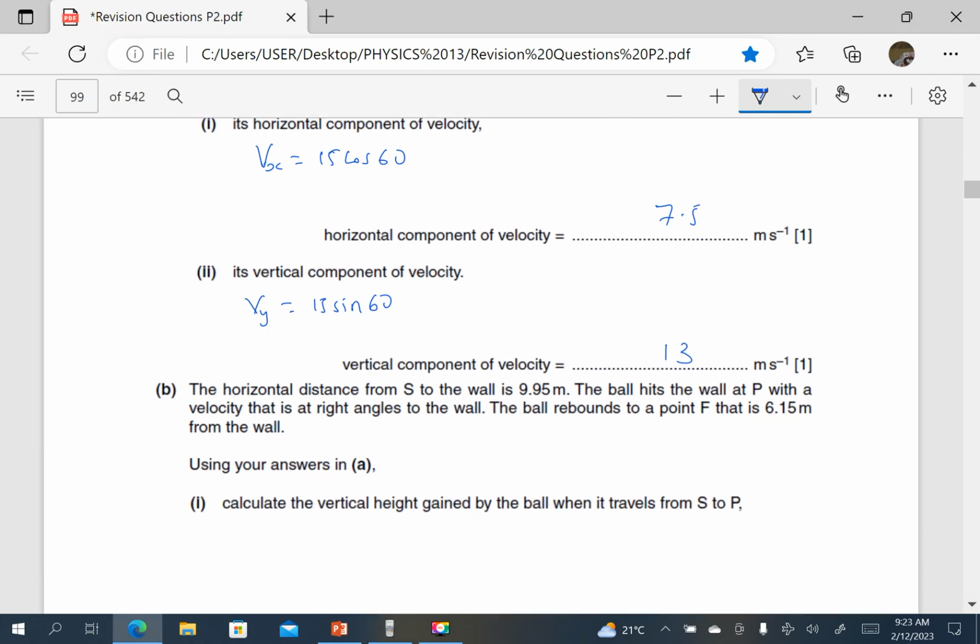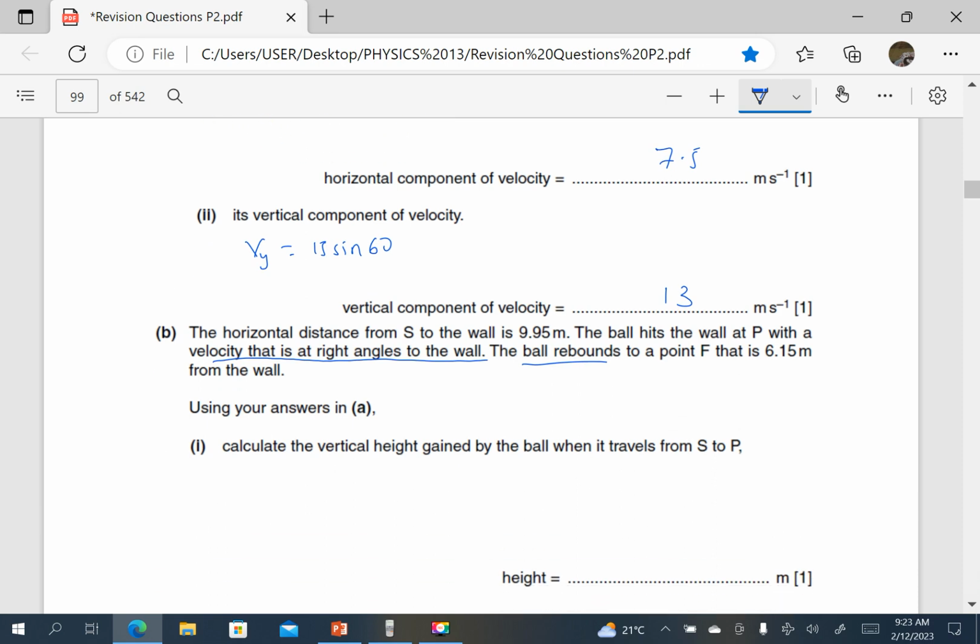The horizontal distance from S to the wall is 9.95. The ball hits the wall at P with a velocity that is at right angles to the wall. That means it has reached maximum height at point P. At point P, it is at maximum height because the velocity is at right angles to the wall. It has reached the highest point. The ball rebounds. That means there's a change in direction to a point F that is 6.15 meters from the wall.